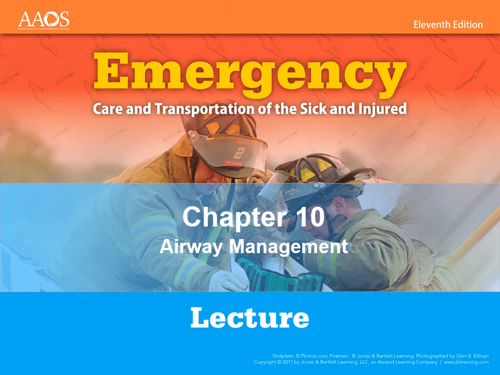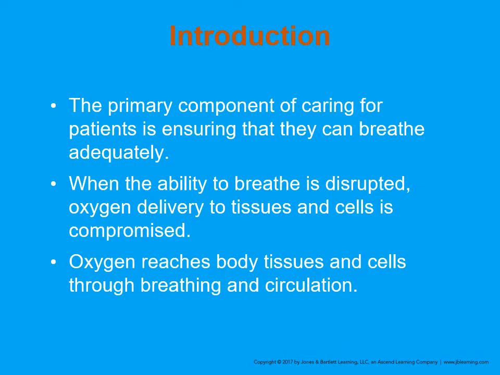Okay, Chapter 10, Airway Management. The single most important step in caring for patients is to address life threats, and a primary component of that is ensuring that they can breathe adequately. When the ability to breathe is disrupted, oxygen delivery to tissues and cells is compromised. Oxygen reaches body tissues and cells through two separate but related processes known as breathing and circulation.